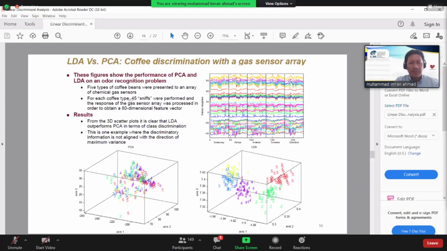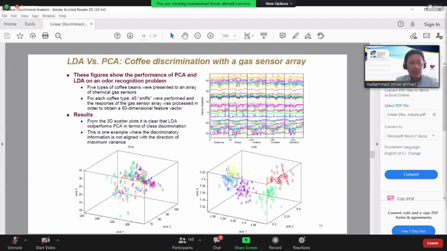For each coffee type, 45 sniffs were performed, and the response of the gas sensor array was processed in order to obtain a 60-dimensional feature vector. That means the original data produced by the sensor is 60-dimensional. Then we use PCA and also LDA. We project to 3 dimensions. That means we reduce 57 features in our long vector.